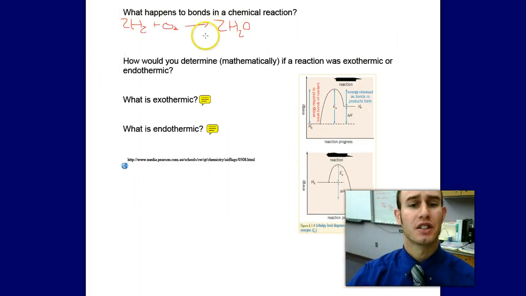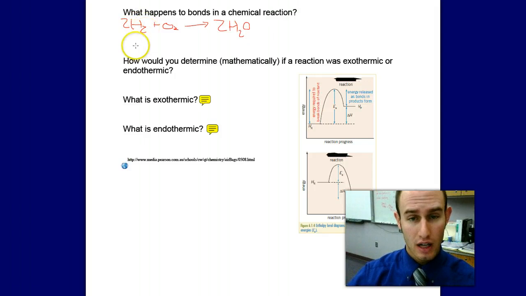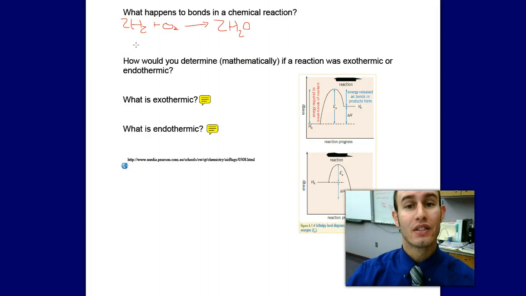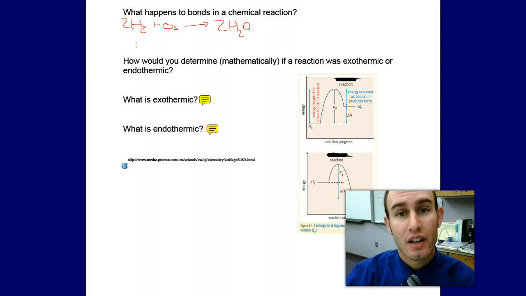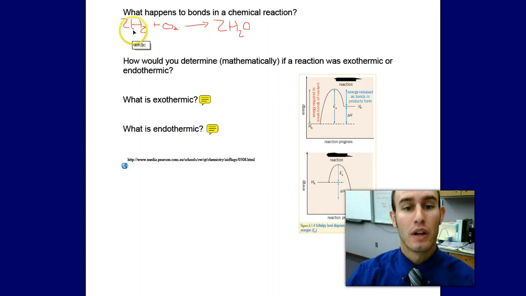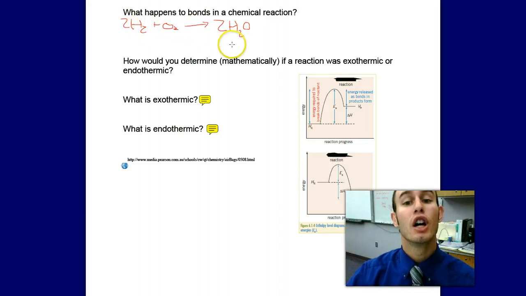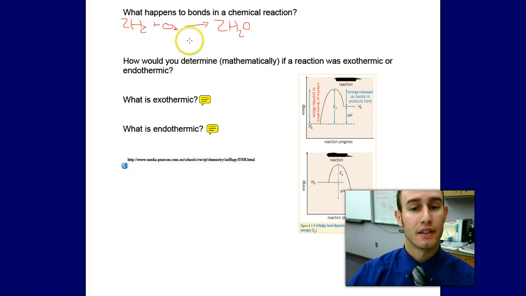Well, I wrote this reaction out. We have two H2, which is two hydrogen gas molecules. Remember, a molecule is two or more elements chemically combined. So we have two or more hydrogens. They can be the same or different elements chemically combined. Two hydrogen molecules, plus one oxygen molecule, yields two water molecules. I want to look at what happens in this reaction.